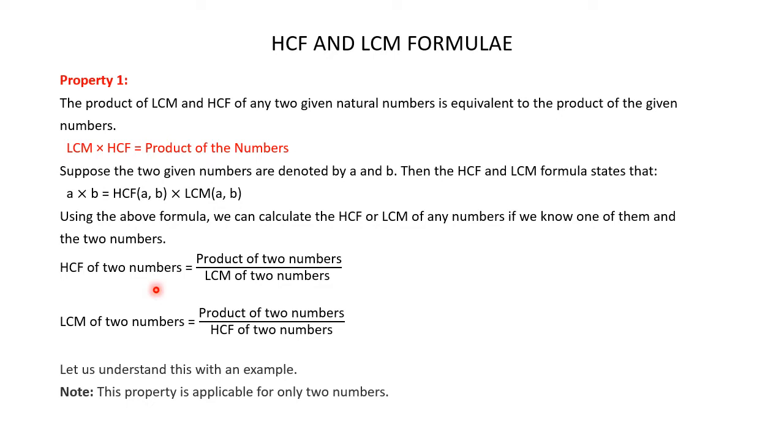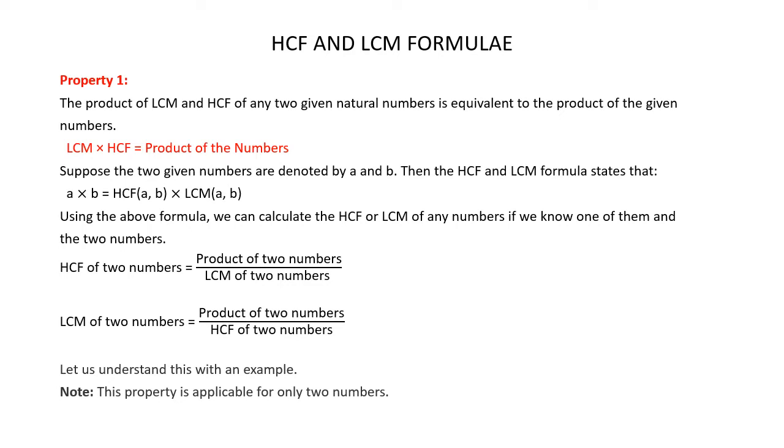HCF of two numbers is equal to product of the two numbers divided by LCM of the two numbers. Supposing we know the two numbers and the HCF of the two numbers, then we can find the LCM of the two numbers. LCM of the two numbers is equal to product of the two numbers divided by HCF of the two numbers. Now you have to remember these three formulae which will help you in solving problems on HCF and LCM.